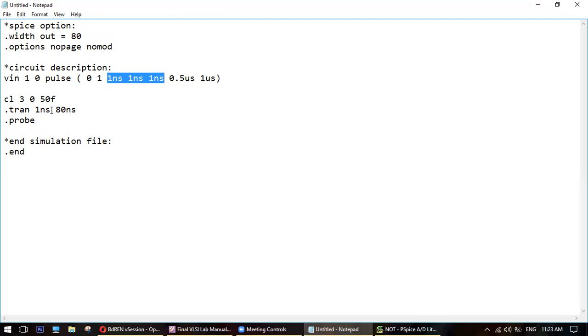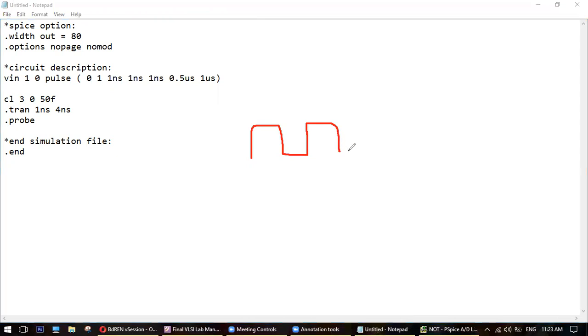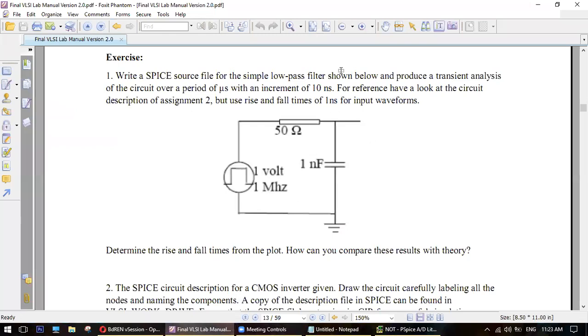Now here, the transient analysis, how much do we want to see? At least 4 microsecond, that is 4 cycles. You want to see how much? Four cycles. Okay, no. Let me go and check the question again.